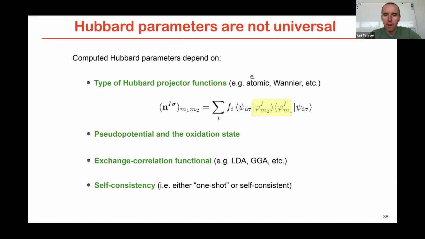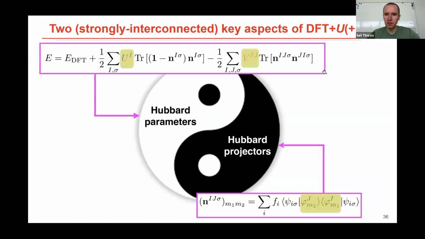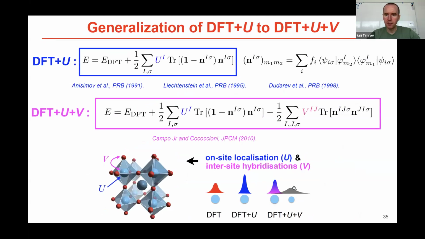Good. There is a question also in the chat, two actually. Abu Sandal is asking, what does DFT plus U plus V improve in oxide perovskites? So DFT plus U plus V improves the hybridization. It improves the intersite interactions.